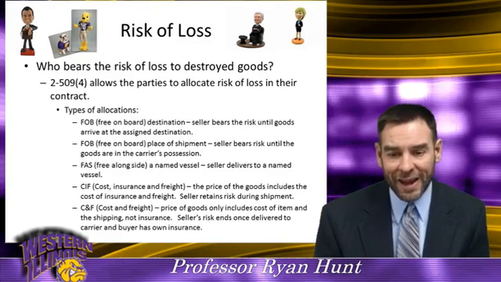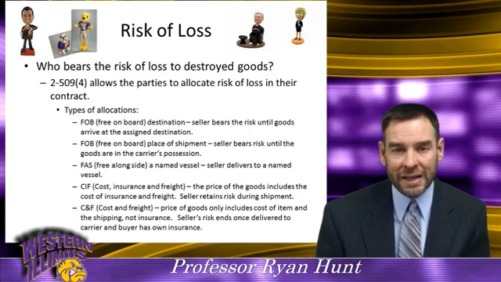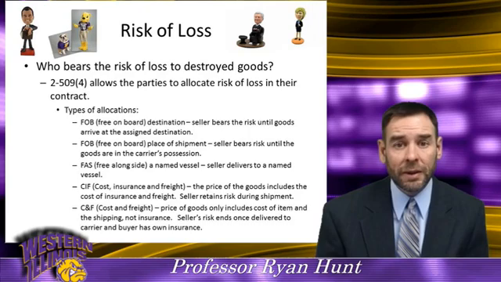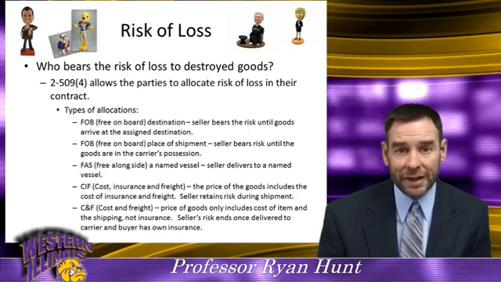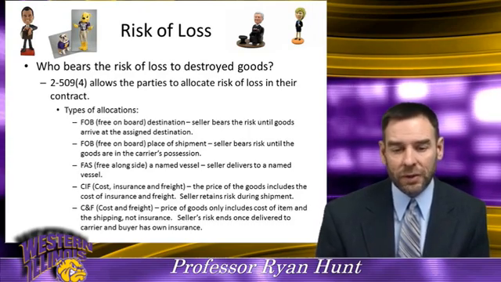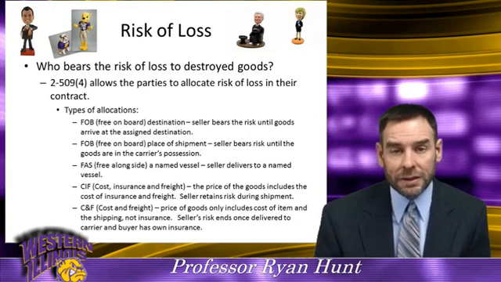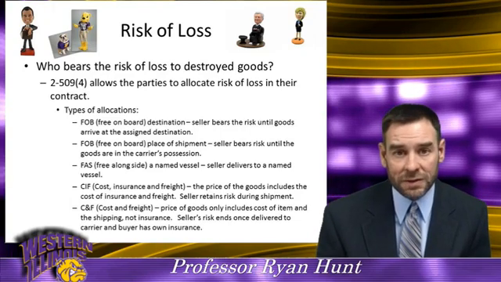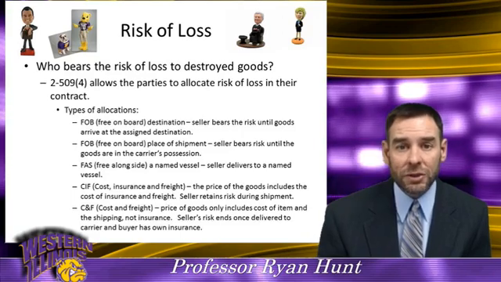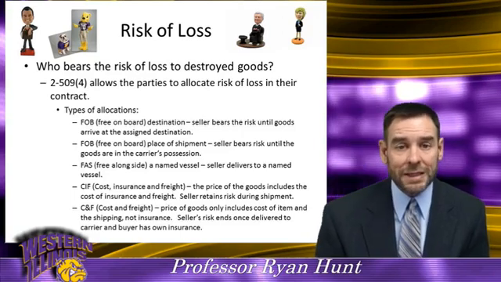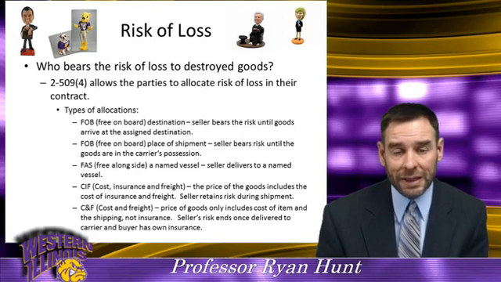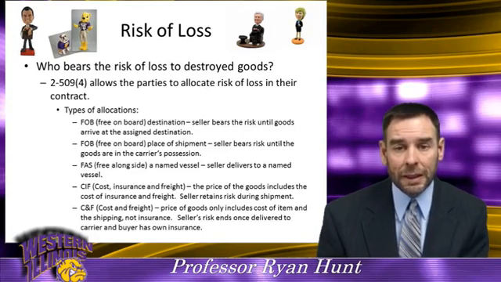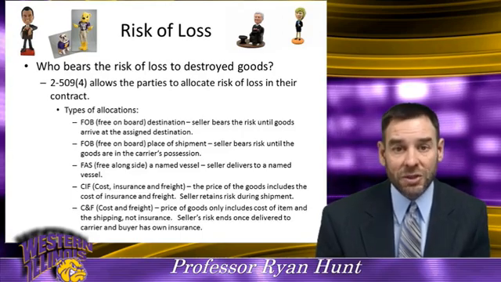There are some others, FAS, which is free alongside. This is usually used when we have a named vessel like a ship, like if we use FAS Titanic or something, well then the seller delivers them to a named vessel and the risk of loss shifts once the goods are delivered to that vessel. So if we're going to use the Titanic and I deliver my goods to the Titanic and put them on the boat, then the risk of loss passes to the buyer.